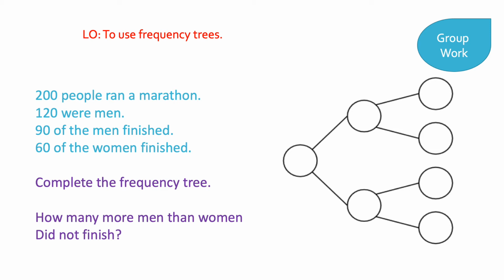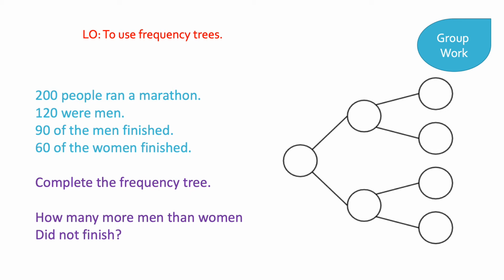There are 200 people running a marathon. 120 were men. 90 of the men finished, and 60 of the women finished. And then in purple, you can see what's being asked of you. I'm asking you to complete the frequency tree, so you need to put all the numbers in the different circles, and then to use the information to answer a question. How many more men than women did not finish?